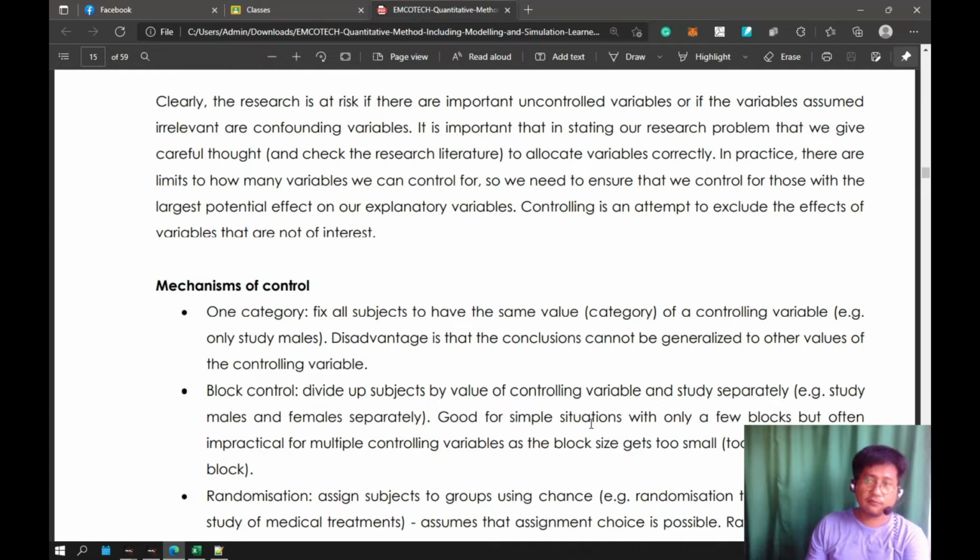Controlling is an attempt to exclude the effects of variables that are not of interest.